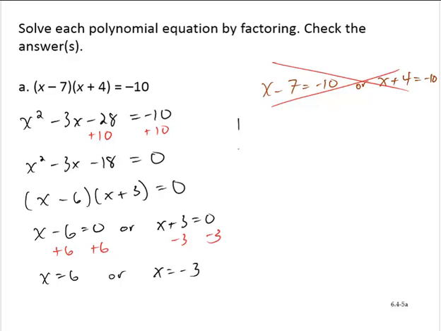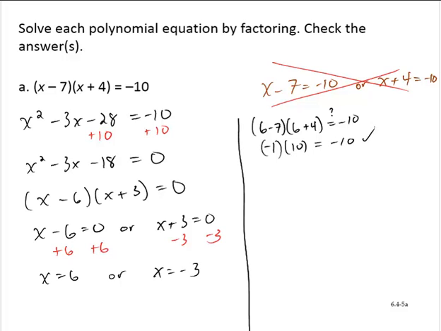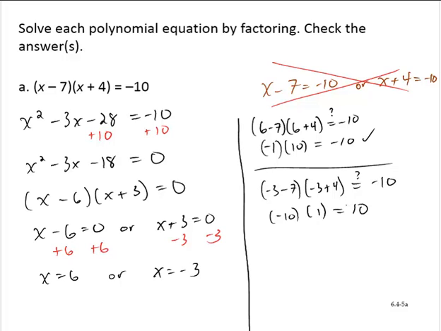Let's check our work. If x equals 6, is (6 minus 7)(6 plus 4) equal to negative 10? Negative 1 times 10 is negative 10. That checks out. And if x equals negative 3, is (negative 3 minus 7)(negative 3 plus 4) equal to negative 10? Well, that's negative 10 times positive 1, which is equal to negative 10. So that checks out as well. So I can be confident in my solutions to the equation.